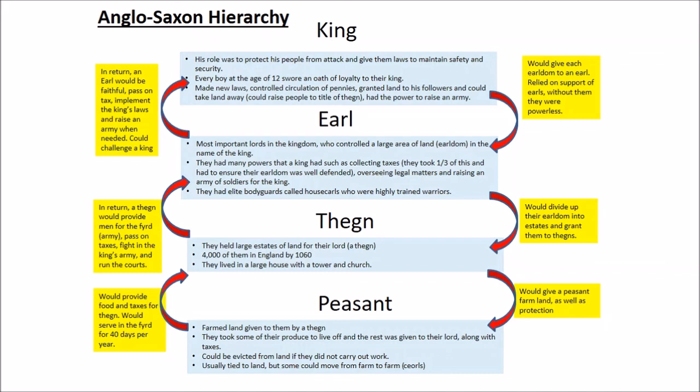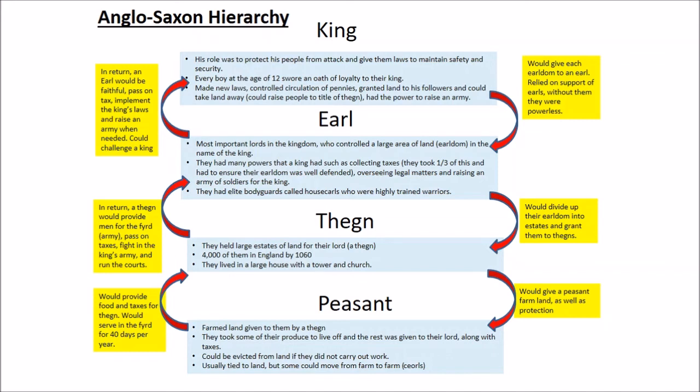The earls oversaw the courts. Earls had to raise an army. Earls had elite bodyguards known as housecarls, which were a bit like knights. The king would have them as well. They would have to pass tax on to the king. They would have to be a loyal subject to the king. But they could challenge the king, okay?